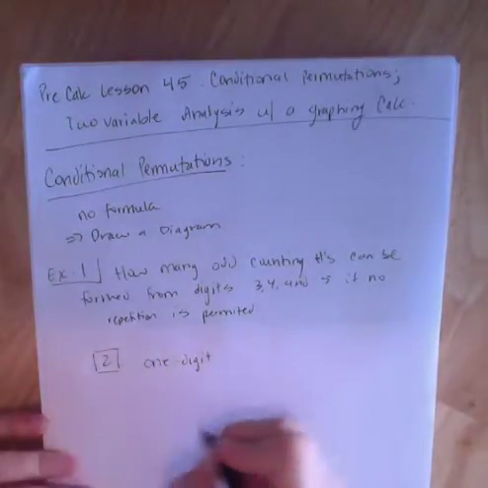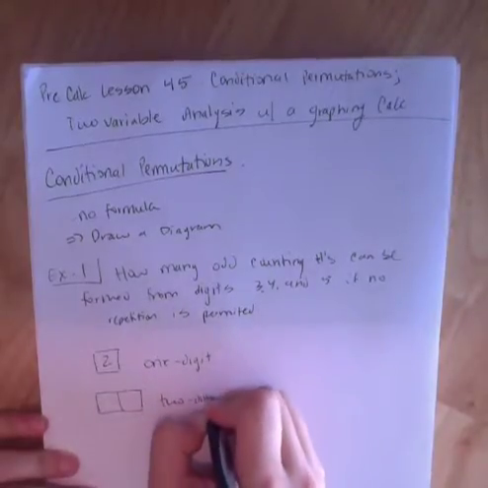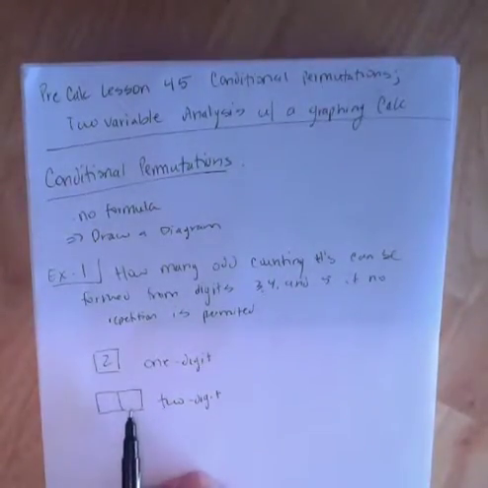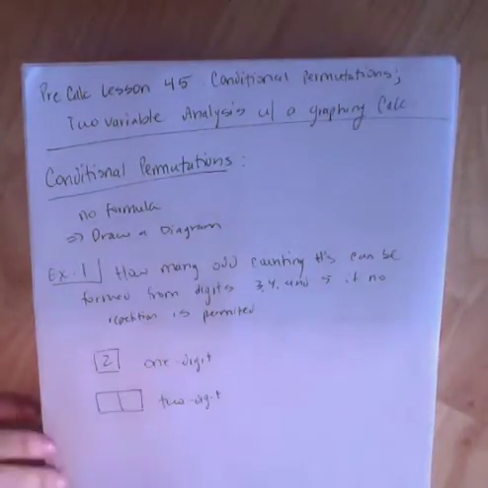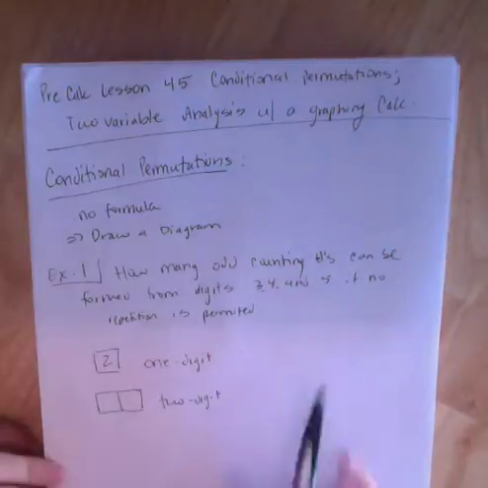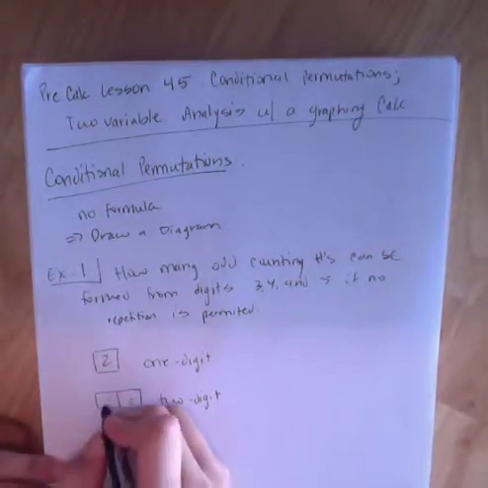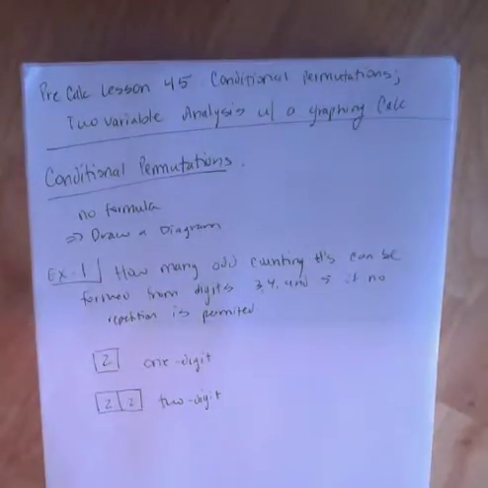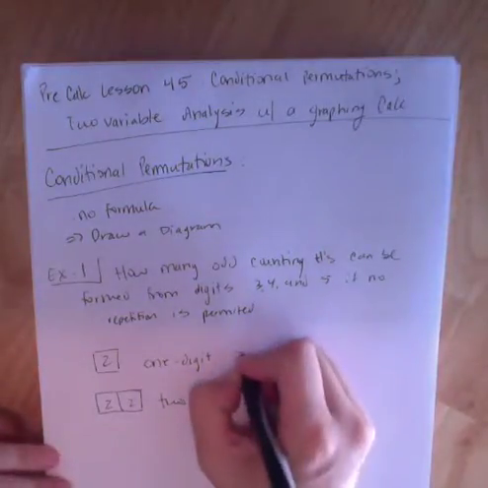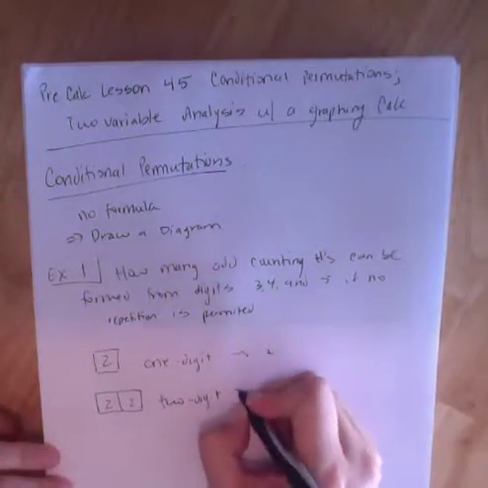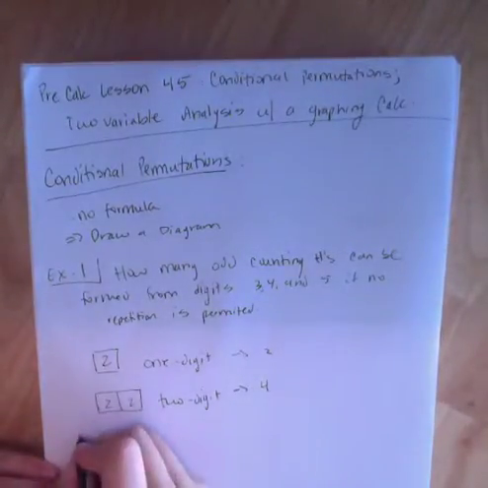Now let's look at two-digit. Okay, for this second option, for it to be an odd number, it has to have an odd ending, so 3 or 5, so we have two options here. And if we've used one of our options, we only have two other options left because it says no repetition is permitted. So for one digit, we have a total of 2 options. For 2 digits, we have a total of 4 options. Now let's look at 3 digits.